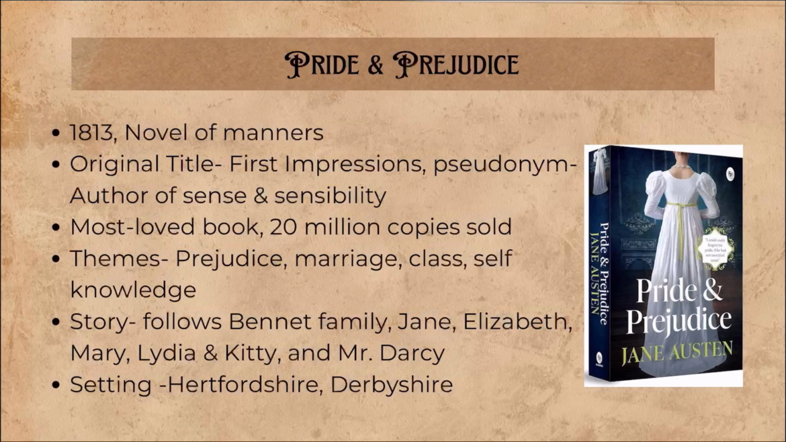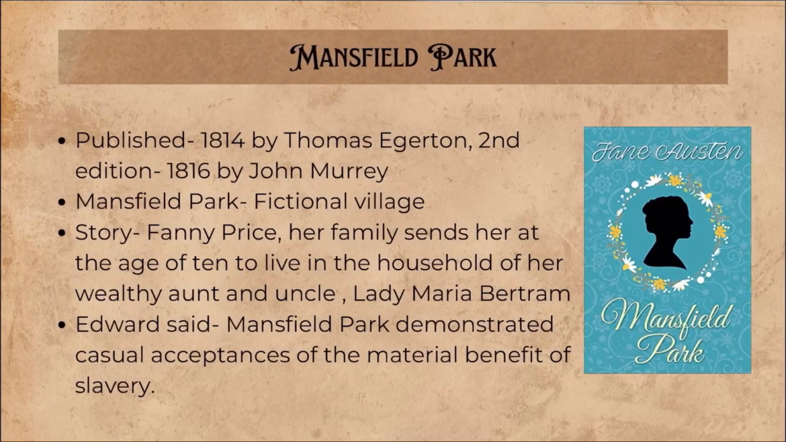The next novel by Jane Austen is Mansfield Park. This novel came in two editions in 1814, which was published by Thomas Egerton, then in 1816, which was published by John Murray. Mansfield Park is a fictional village which is also the setting of this novel.